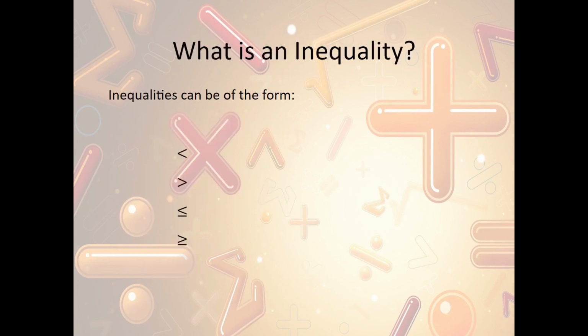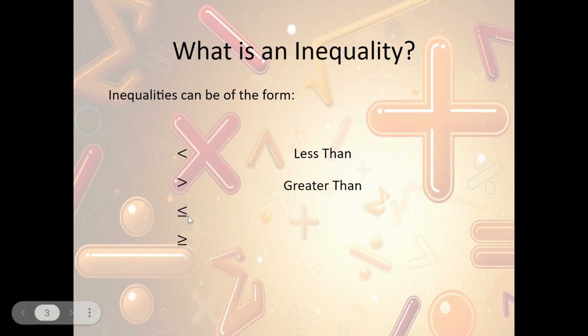Now, what is an inequality? An inequality can be of any of these forms. This symbol, this one here. So this one looks like an arrow going this direction, an arrow going this direction. And then we have the arrows with the little bars underneath. And what do these mean? Well, this first symbol means less than. So we have this symbol meaning less than. This one then means greater than.